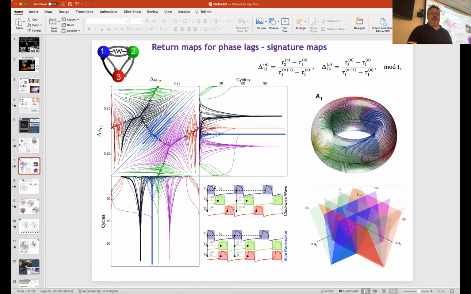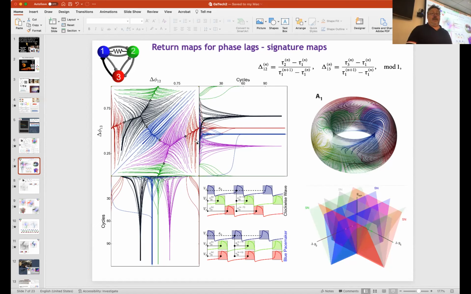So for example, you pick a blue cell as a reference cell, and then you measure the delay, tau, between, say, burst or spike origination in the green cell and in the red one. Then you divide tau by the recurrent time, the period of the blue cell, and you get phase lags, defined modulo 1.